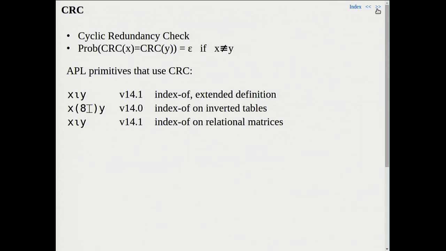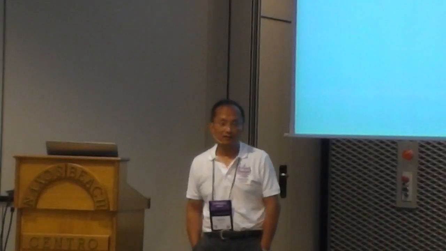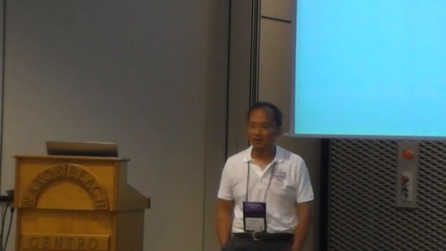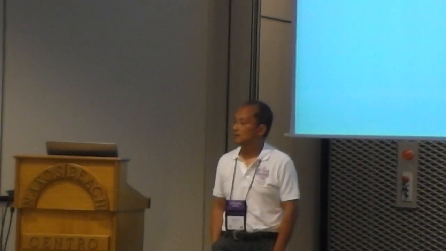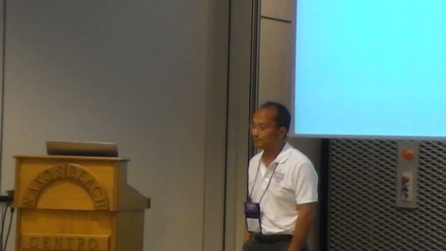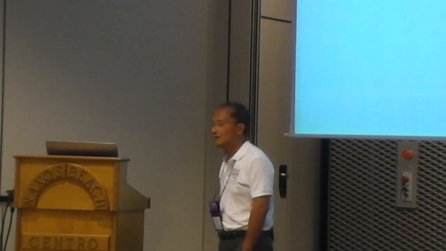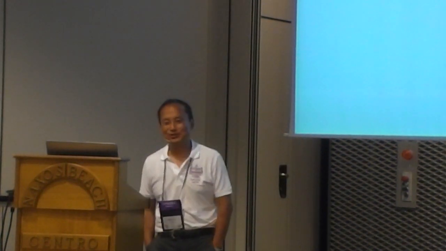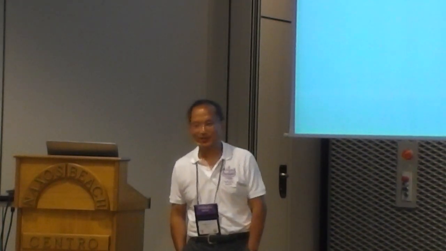Now, for functions in the index of family, CRCs are very useful. First of all, because the probability of CRCs being the same for unequal streams of bits is very small. And secondly, CRCs can be computed in real time, which is better than linear time. And finally, there's an instruction for computing the CRC.